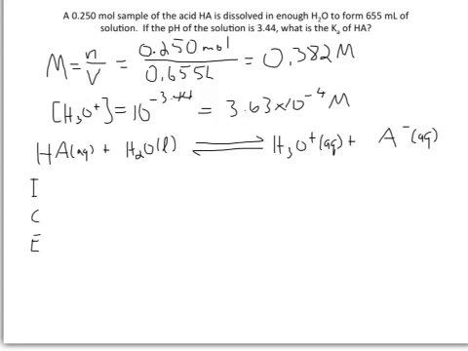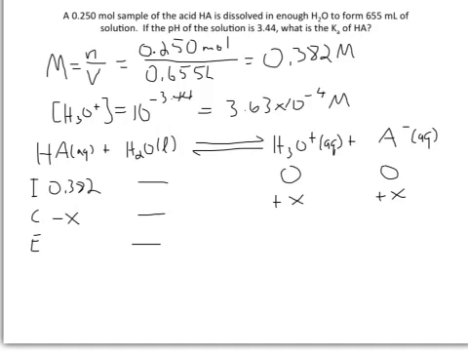Alright, so our initial concentration of the acid is 0.382. Of course, I don't worry about the water because it's a liquid. I don't have any hydronium ion or conjugate base before the reaction starts. The change in HA will be minus X. The change in H3O+ and A minus will both be plus X.